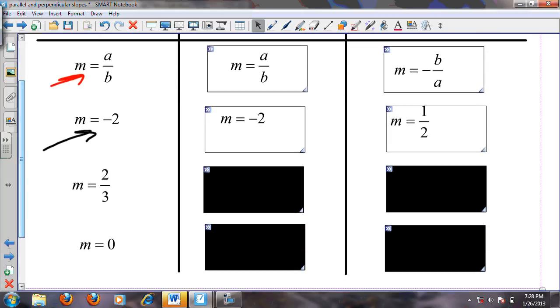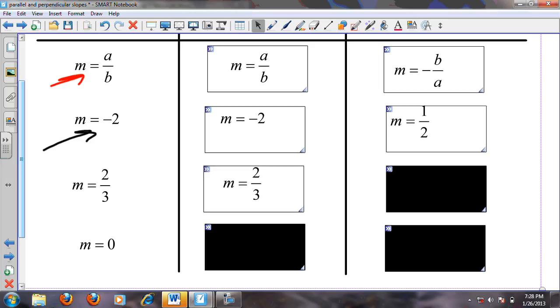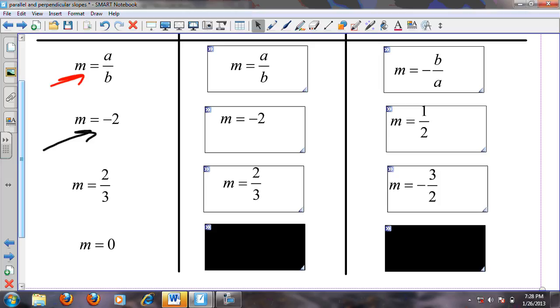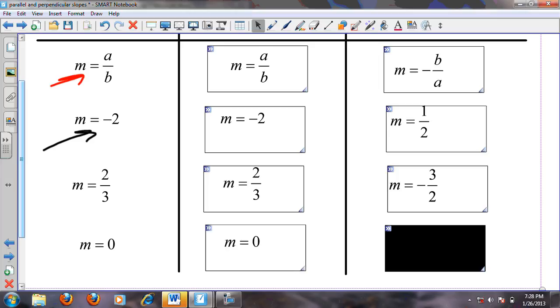One more. Slope of 2/3. Lila? Parallel? 2/3. Perpendicular, Zoe? -3/2. Yes. Slope of 0. Parallel lines have the same slope. So, Connor, it will be 0.